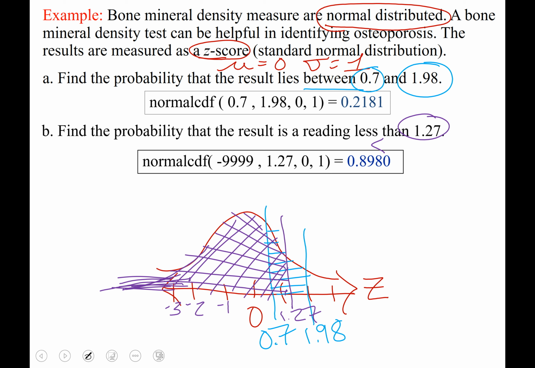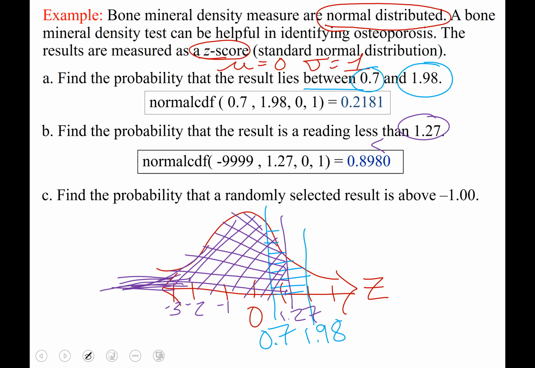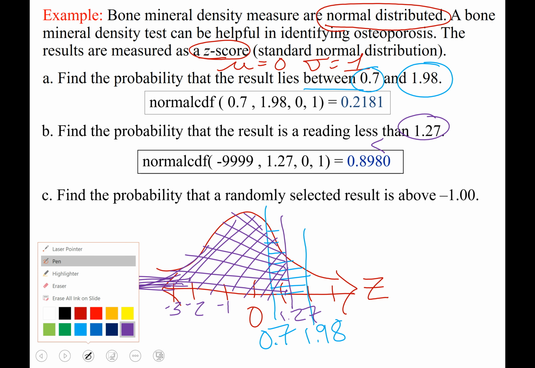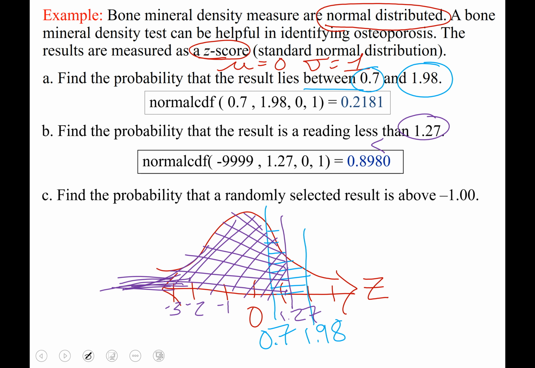I'm going to keep that graph for one more example. Find the probability that a randomly selected result is above -1. Let me switch to black for this. Okay, -1 is the z-score. Put a vertical line right there. Shading depends on the wording. It says above, so I'm going to shade this direction. Ignore the purple and the blue. Part C is only for the shading in black.